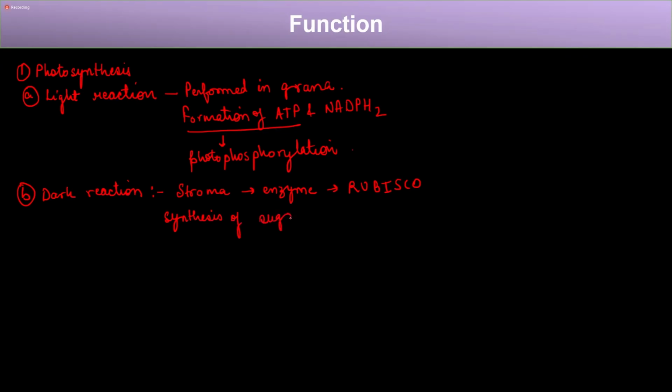So the synthesis of sugar takes place in the stroma, and the formation of ATP takes place in grana. Apart from this, the second function of chloroplast is storage of starch. So this is the function of chloroplast. So we studied about mitochondria and chloroplast, and both of these are double membrane bound organelles.